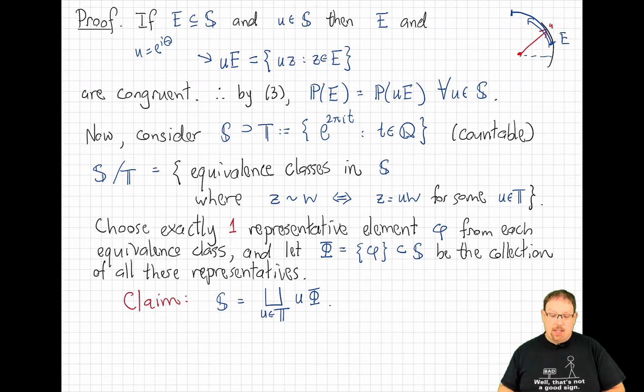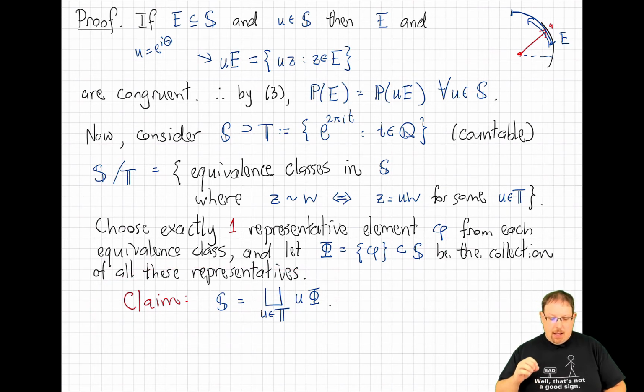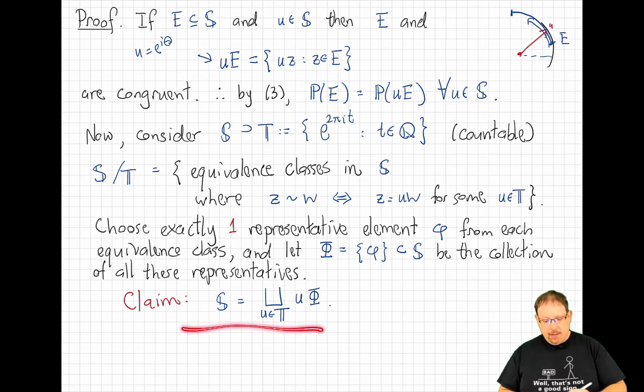So for each equivalence class, I choose a representative, little phi, and I'll let capital phi denote the set of all those representatives. What's special about that set phi? Here is what's special about that set phi. I can get every point in the circle by taking a rational angle multiple of one of those elements in phi. And if you think about it for a moment, that's more or less exactly the definition of the set phi. What is this saying?